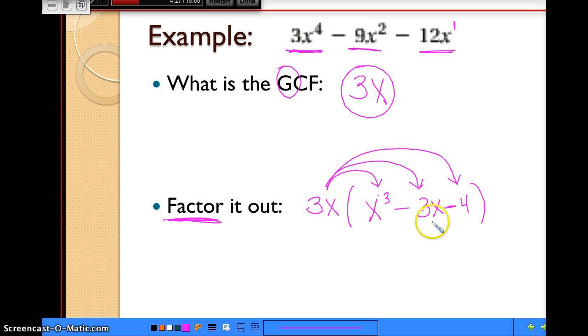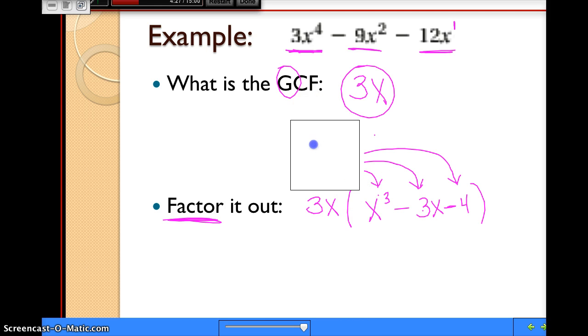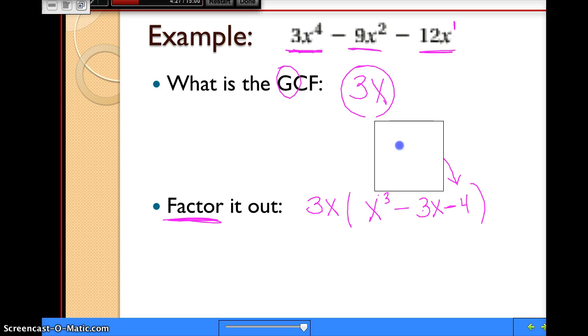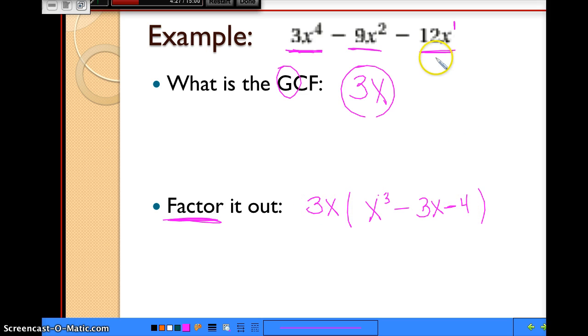So let's go ahead and do a double check in our head and make sure that we did this correctly. And how do I do that? I just go ahead and do distributive property. So let me go ahead and get rid of these. And we end up with 3x times x to the third would be 3x to the fourth. Good. 3x times negative 3x would be negative 9x squared. Good. And 3x times negative 4 gives me negative 12. So I just factored out the GCF.